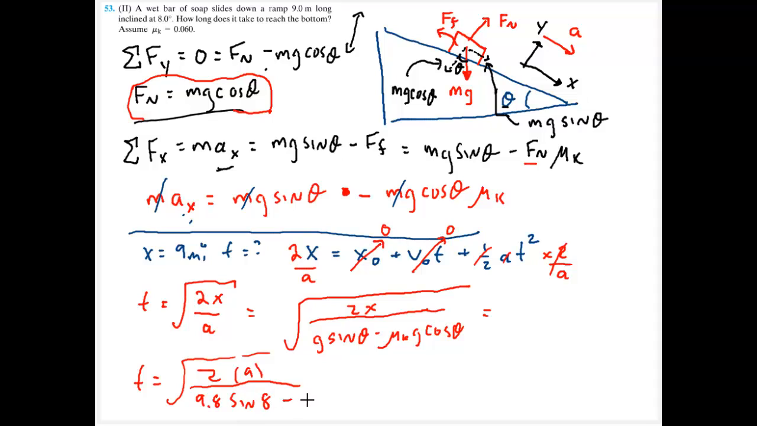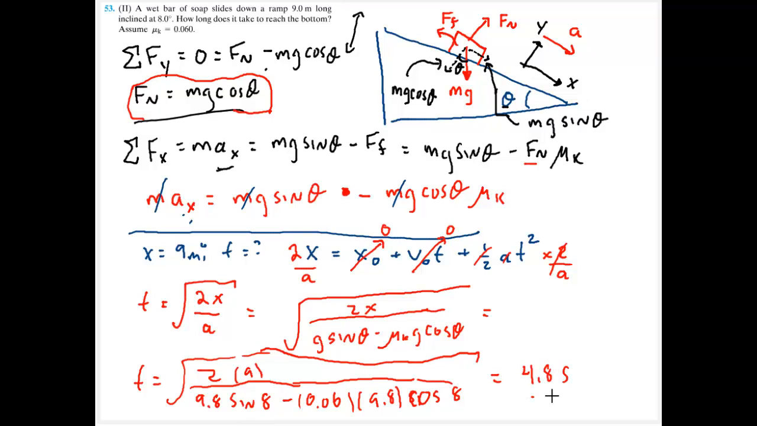Minus mu sub k, 0.06. It's pretty small. Soap is pretty slippery. And gravity, 9.8. And then it's going to be a cosine of 8 degrees. Bring my square root all the way over, and I'm going to end up with 4.8 seconds.